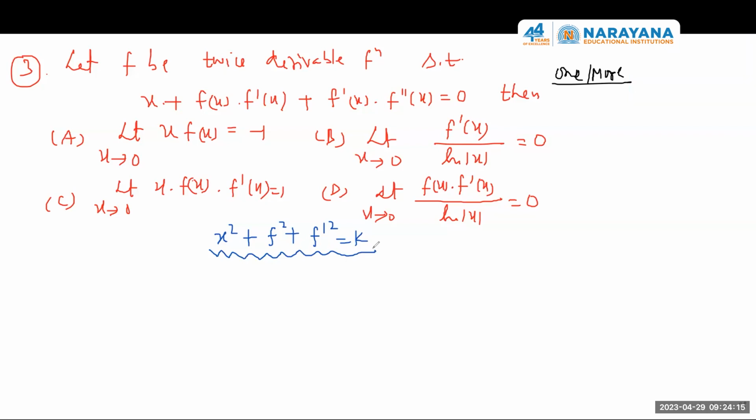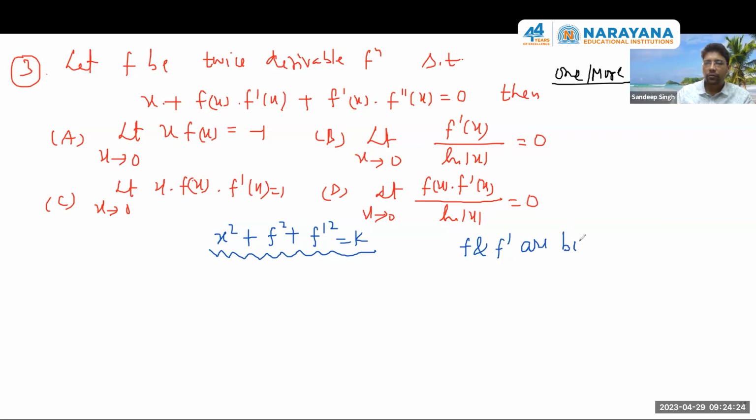It is bounded. Which is bounded? Both f and f dash are bounded. Very good, because k is a fixed constant. Can I say that? Because ultimately you are going to substitute some value of x, and its sum should be a constant. So it can never reach infinity because it has to be a constant. All of you agree with this or not?